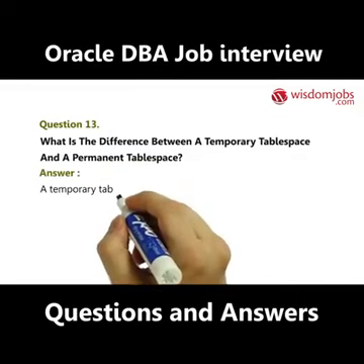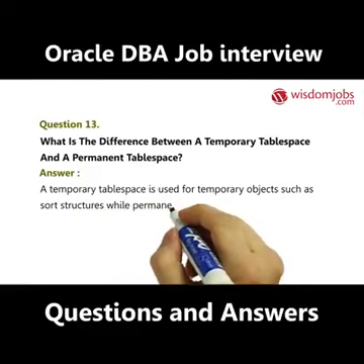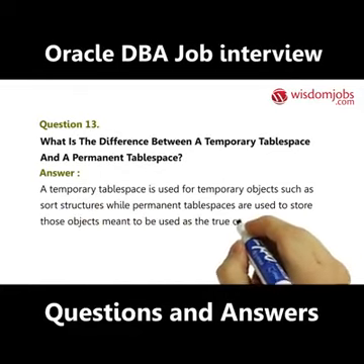Question 13. What is the difference between a temporary tablespace and a permanent tablespace? Answer. A temporary tablespace is used for temporary objects such as sort structures, while permanent tablespaces are used to store those objects meant to be used as the true objects of the database.